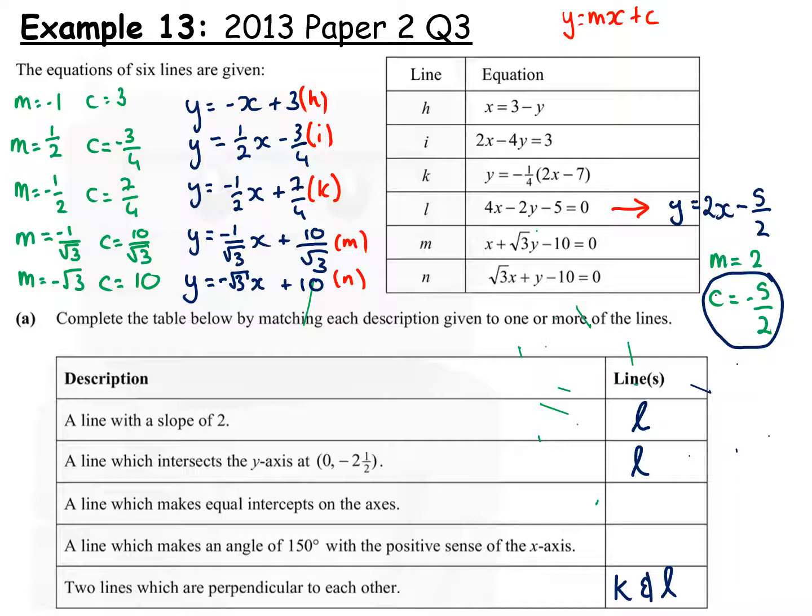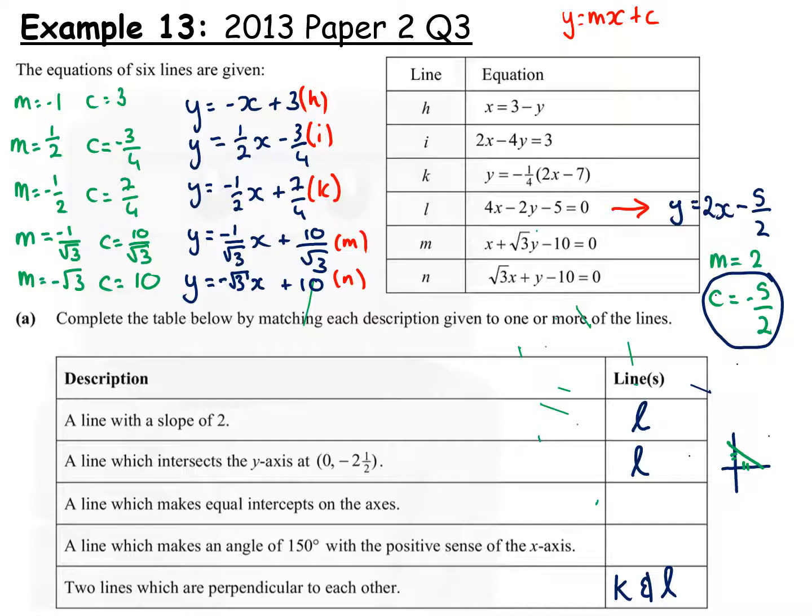So M is 2. So let's talk about equal intercepts of the axes. What that actually means, if we were to sketch that out, is a line that, when drawn, this distance will equal this distance. So it's to try and understand how we might be able to figure that out.